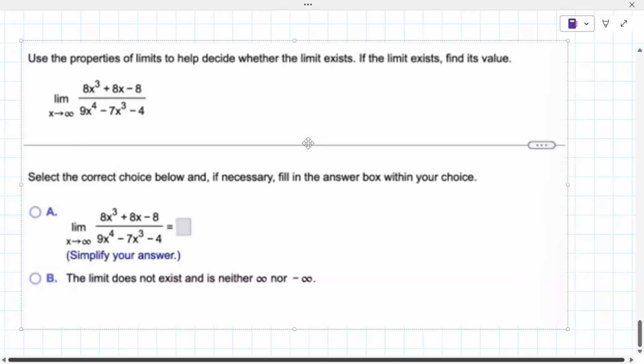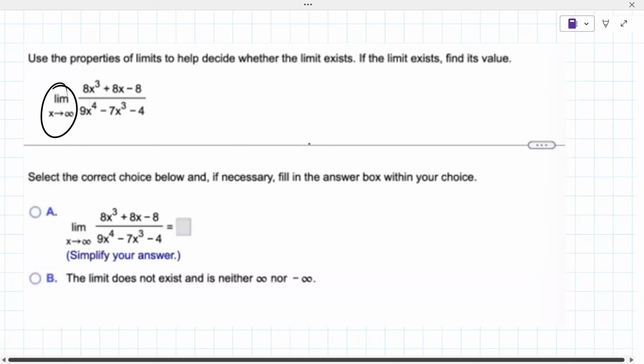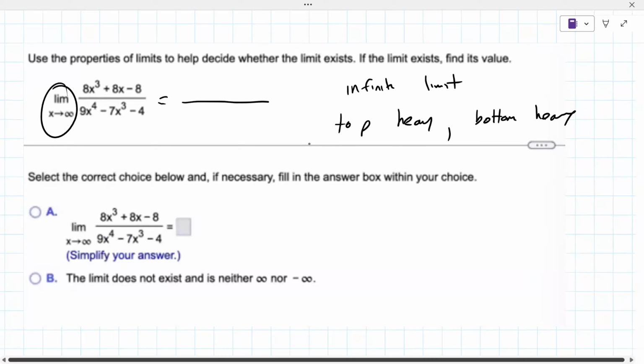So new problem here. With infinite limits, this is an infinite limit. And forgive the language, I hope this isn't offensive, but there's wording here like is it top heavy or is it bottom heavy? Top heavy or bottom heavy refers to the exponent, whichever is bigger. So in this one, I would call it bottom heavy. And bottom heavy just means that it's a bigger exponent on the bottom. When it's bottom heavy, it always goes to 0.